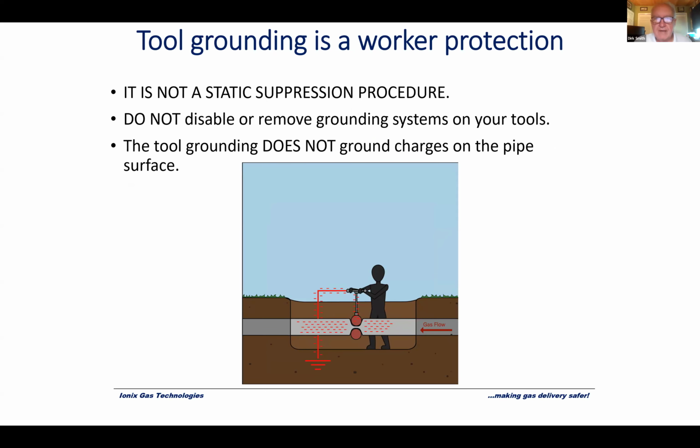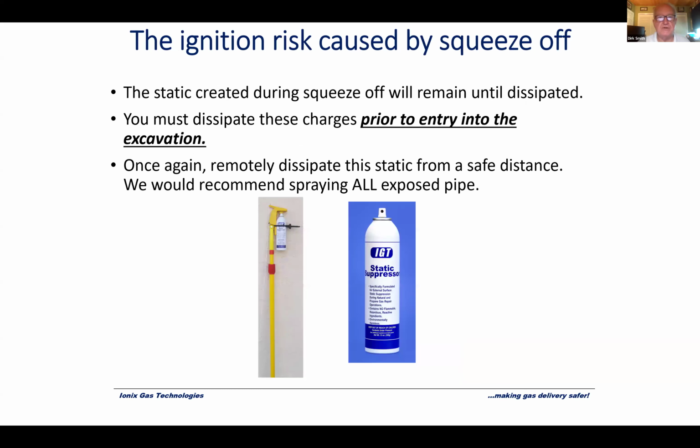Now, it's important to remember that your tool grounding is a worker protection. It is not a static suppression procedure. Those are two separate things. When you ground the tool, and this applies to saws, drills, tapping equipment, anything else, the reason you ground those tools is that if a static discharge should come from the pipe, it will not go through the worker. But that does not dissipate the static charge on the surface of the pipe nor inside it. It just protects the worker. The grounding of the tool does not ground the charges on the pipe surface.